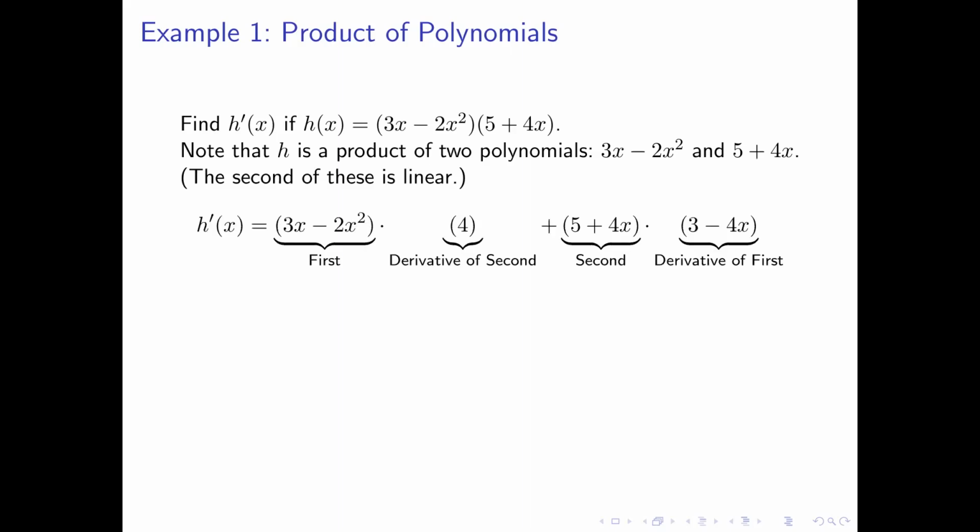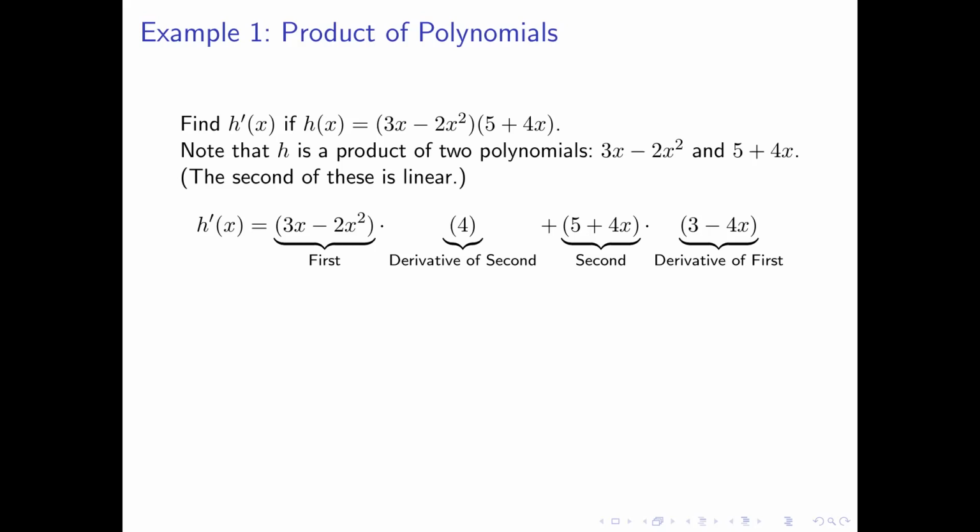So to take the derivative, we'll apply the product rule. And this is what we get. We take the first function in our product, which is 3x minus 2x squared, and multiply it by the derivative of the second function. The derivative of the second function is 4. Keep in mind, 5 plus 4x is linear, so its derivative is just its constant slope. That's the first times derivative of second part of the product rule. And then we add the second function times the derivative of the first. The second function is 5 plus 4x, and the derivative of the first is 3 minus 4x.